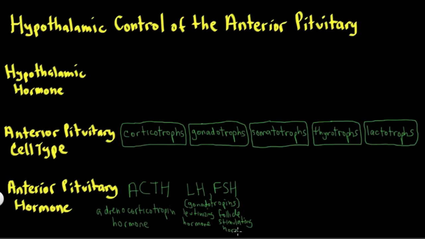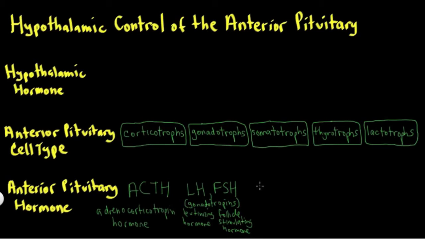Now, even though these hormone names are given for their effects on the ovary, because the corpus luteum and the follicle are ovarian structures, the gonadotropins have very important effects in males as well, because the testes have receptors for LH and FSH, and it regulates male reproductive function as well.